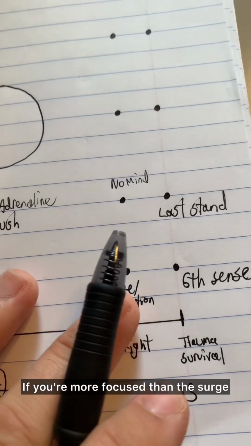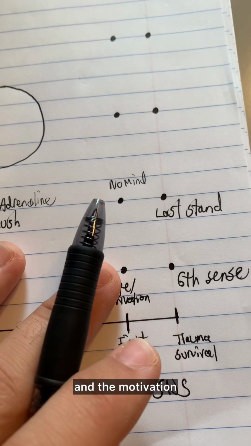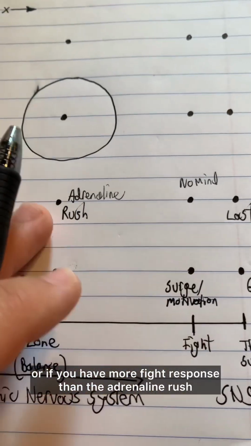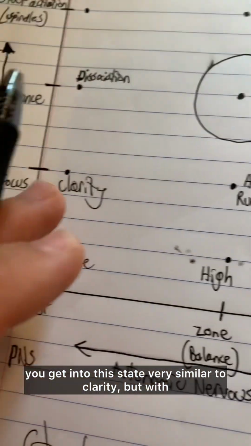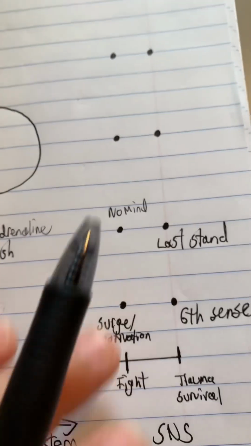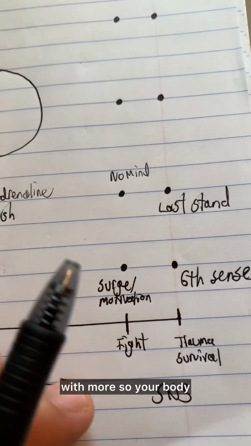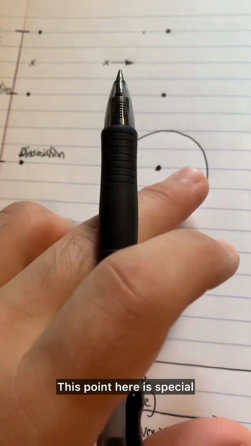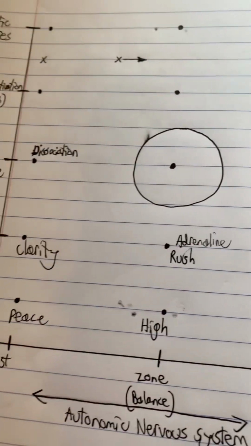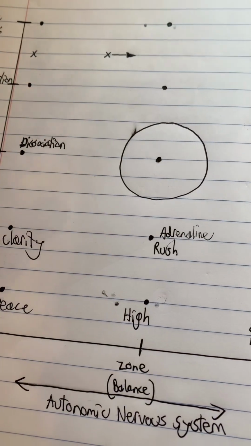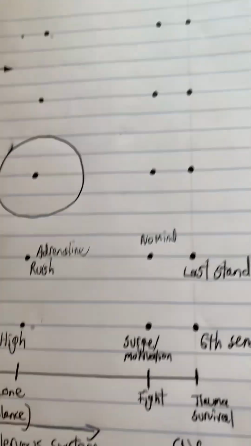If you're more focused than the surge and the motivation, or if you have more fight response than the adrenaline rush, you get into this state very similar to clarity, but more so with your body, with your fight or flight response. This point here is special, but first we're going to talk about the circle that surrounds it, which is going to help us understand two things.